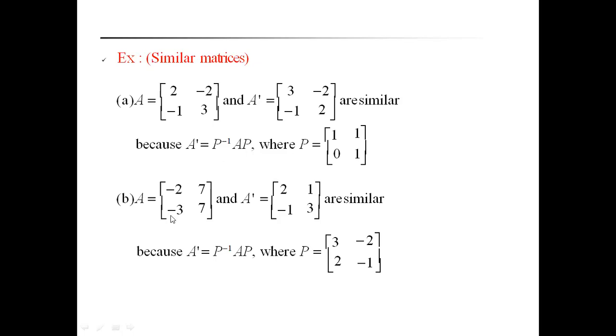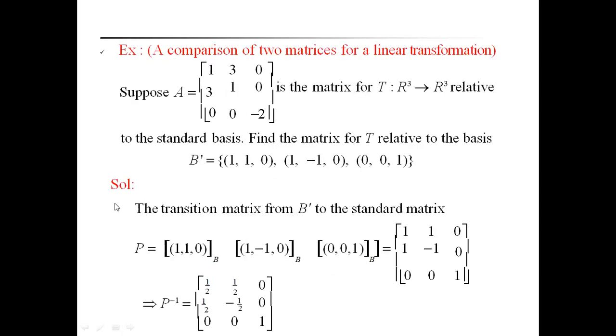See one more example. A is equal to minus 2 7, minus 3 7 and A dash is equal to 1 minus 1 3. They are said to be similar because A dash is equal to P inverse AP, where P is the transition matrix 3 minus 2, 2 minus 1. From this we can say that these two are also similar matrices.